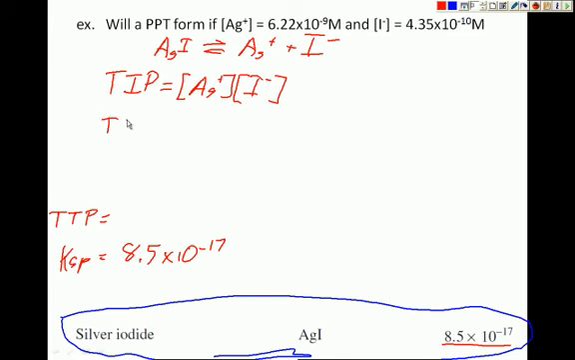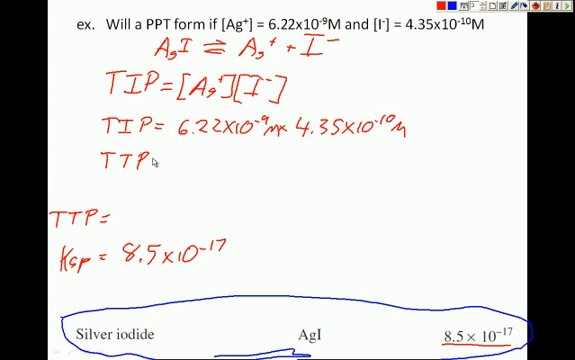And what we see is our trial ion product is going to equal 6.22 times 10 to the minus 9, multiplied against 4.35 times 10 to the minus 10. And we get a trial ion product that is equal to 2.71 times 10 to the minus 18.